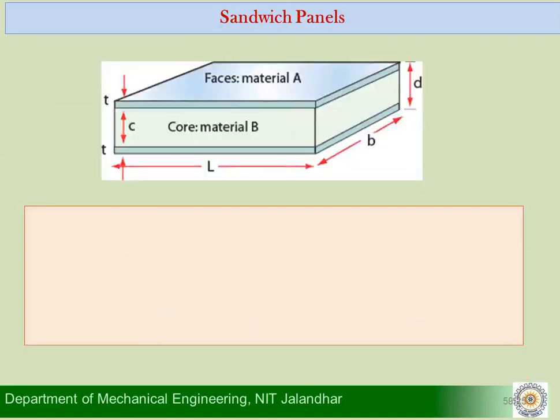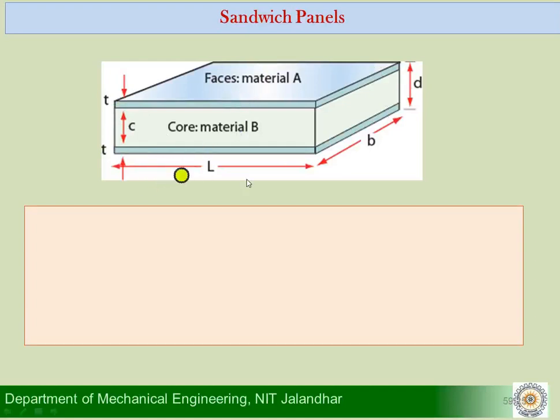Okay, so when I talk about sandwich panels, the basic terms that we will be using here are core material and face material. The core thickness is referred to as c, the face thickness is referred to as t, and d happens to be the total thickness of the sandwich, which is nothing but c plus 2t.